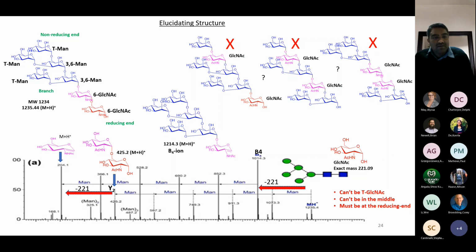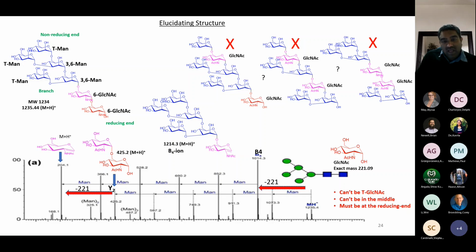Let's see what we do from MS. Now we have this structure, our target, and we have these alternative structures as well. We see a simple M plus H CID. What is the first thing we see? We see that this molecular ion peak is actually fragmenting in two pathways. The first one is losing 221. What is 221? 221 is the intact GlcNAc.